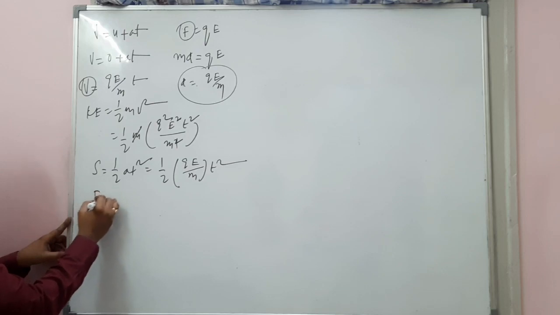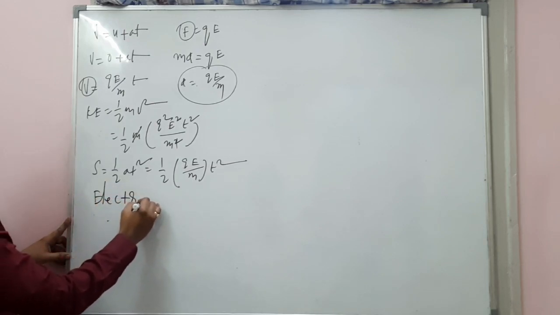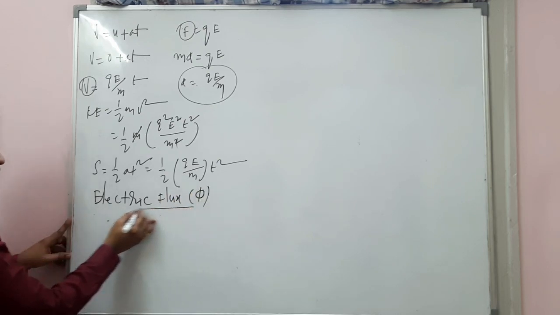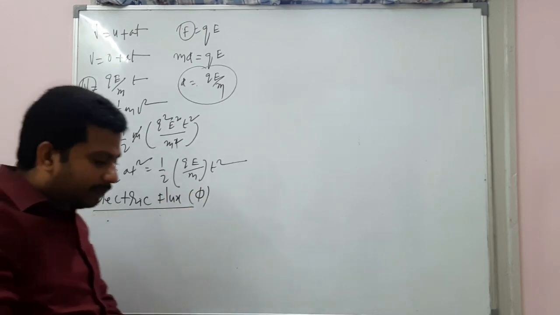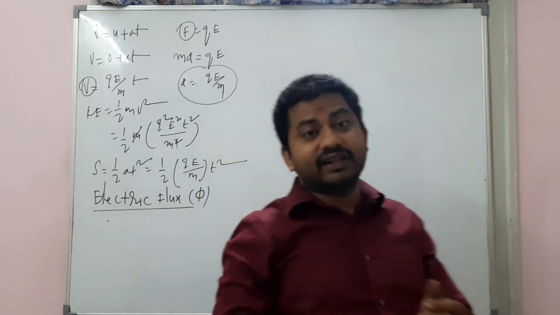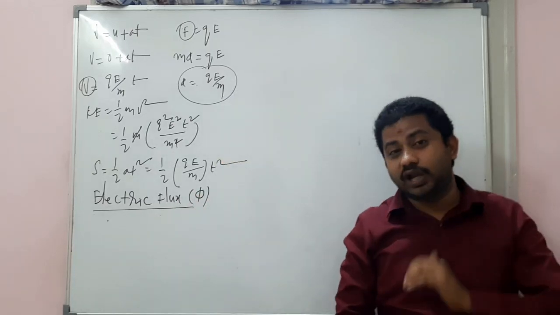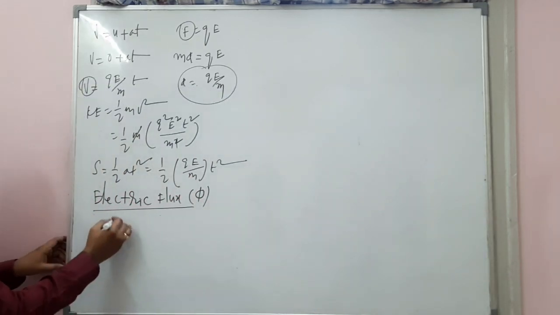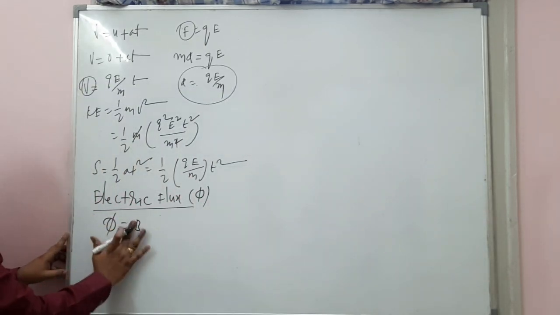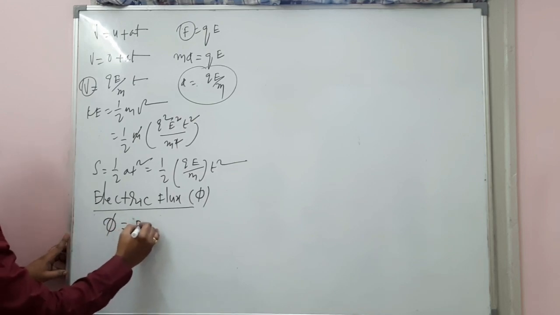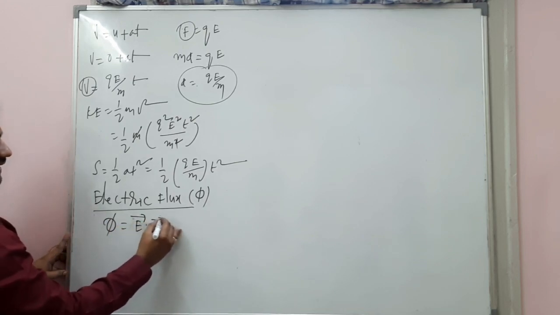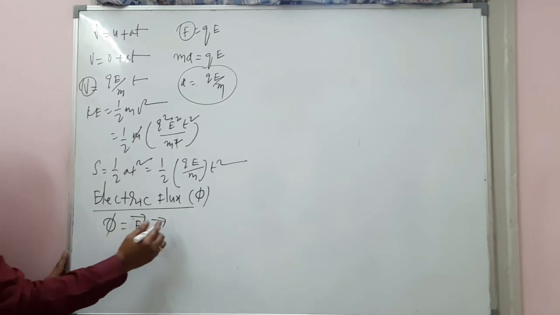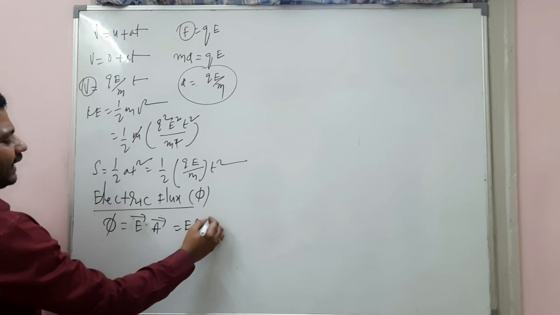Have a look at it. This electric flux concept is very important to understand the next topic, called Gauss's law. Electric flux: the direct formula I am writing, phi is equal to E bar dot A bar. Electric flux is a scalar quantity, that's why there is a dot product between two vectors. So this is EA cos theta.